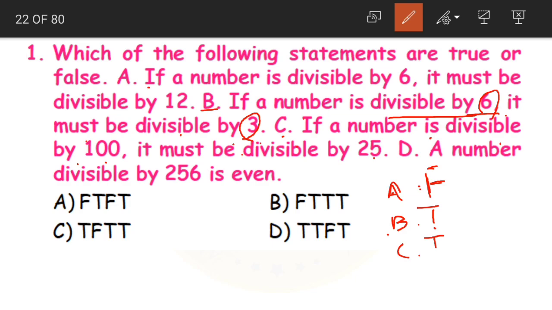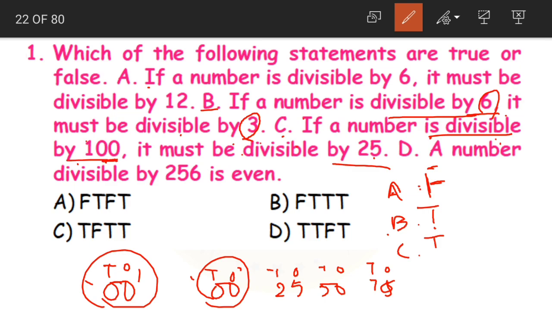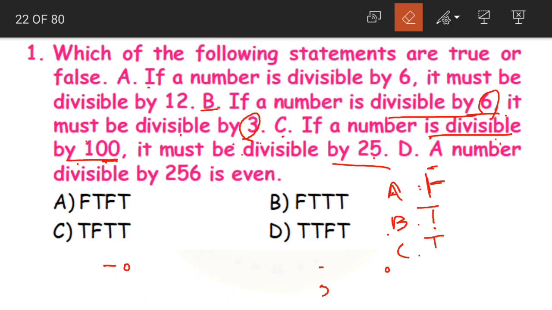So for a number to be divisible by 100, it must have 0 in the ones and tens place, and for a number to be divisible by 25, it must have 0 or 25 or 50 or 75 in the last two places, children. So here 0 is common for both. When a number is divisible by 100, it is also divisible by 25. So again C becomes true.